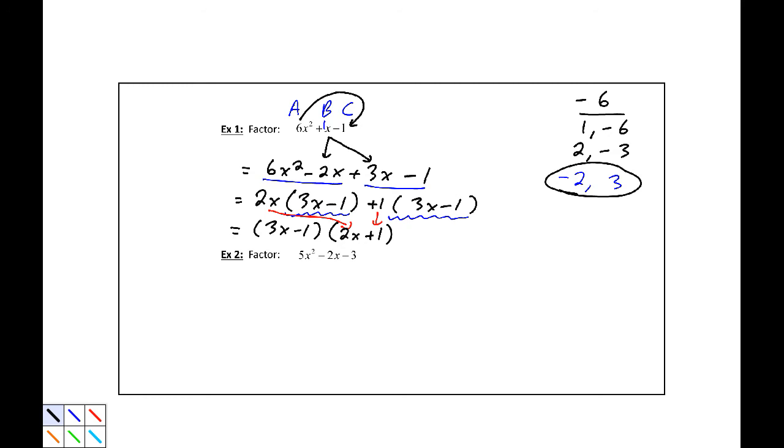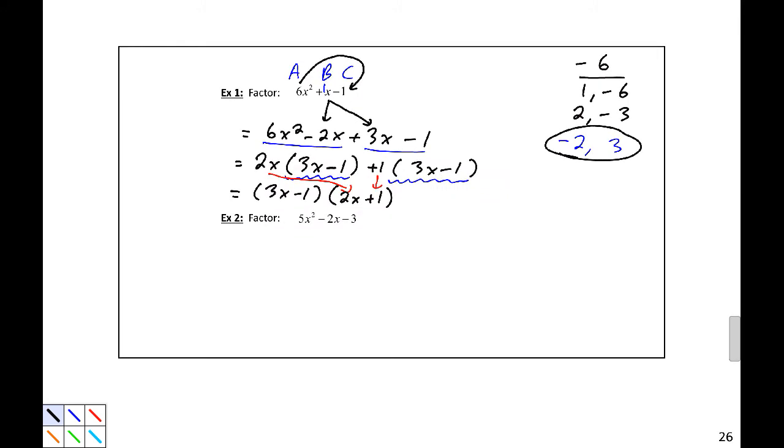All right, let's apply this to another polynomial. We have example 2, factor 5x squared minus 2x minus 3. Again, I will take the first value, a, multiplied by the last value, negative 3. 5 times negative 3 is negative 15. I need numbers that multiply to be negative 15 but add to be negative 2, my middle term. So let's run down the list. 1 and negative 15. 2 is not a factor of 15. 3 and negative 5. That actually works. 3 plus negative 5 would be negative 2.